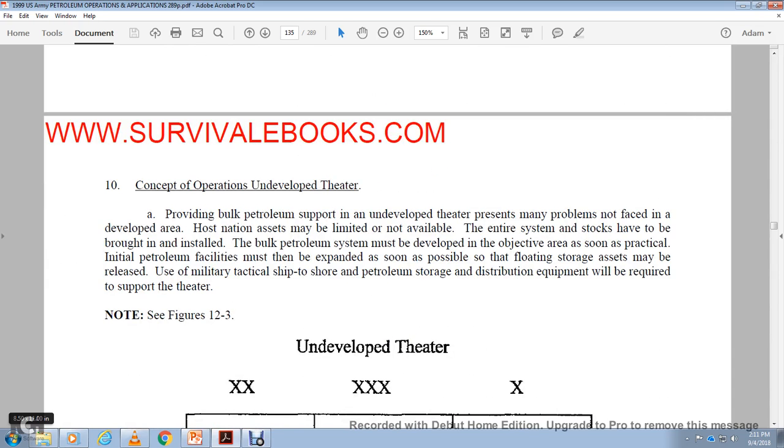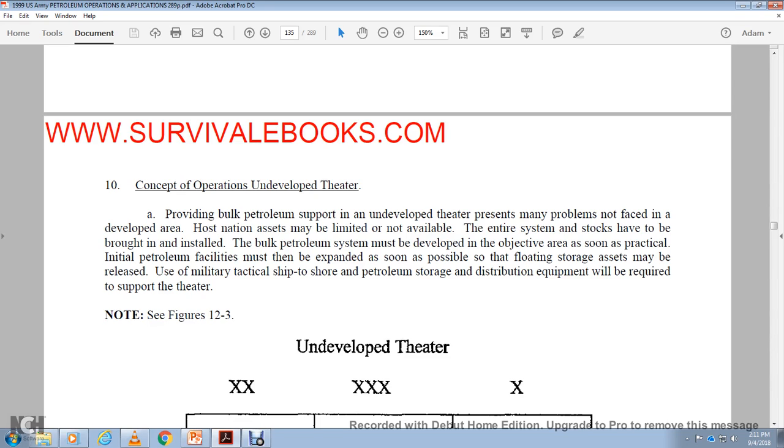Concept of operation, undeveloped theater. Providing bulk petroleum support in an undeveloped theater presents many of the problems not faced in a developed one. The host nation assets may be limited or not available. The entire system stock has to be brought in and installed, and the bulk petroleum system must be developed. The objective is, as soon as practical, to expand the initial petroleum facilities.